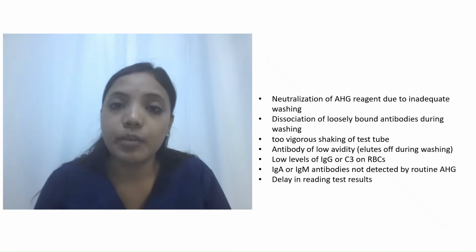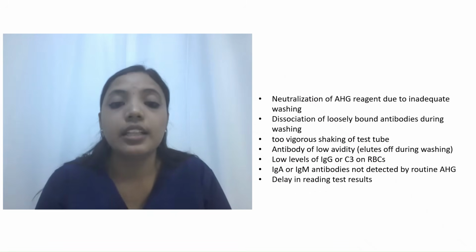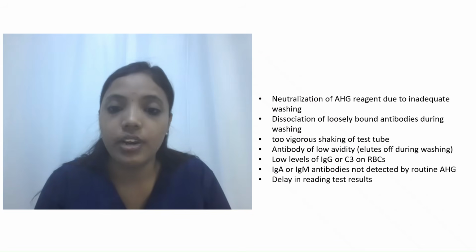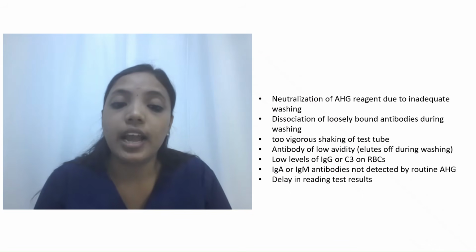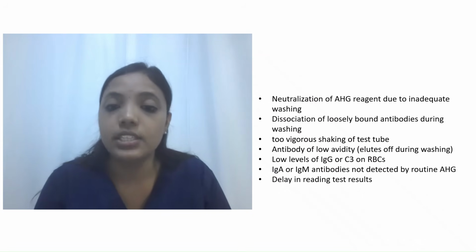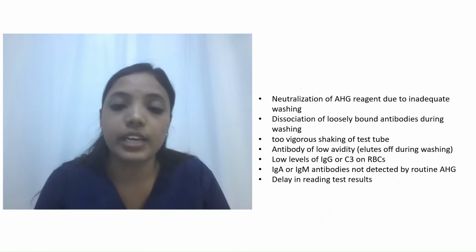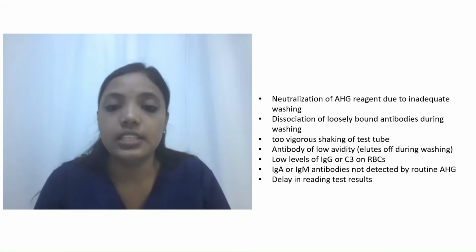If the patient antibody levels are very low, coated around the RBCs, then there will be false negative DAT results. If the patient has IgA or IgM antibodies, it cannot be detected by DAT because it is not routinely detected by routine AAG methods. And if there is any delay in the reading of the test results, false negative DAT results are common. So here we have shown the DAT method using a tube technique and the column agglutination technique. There are other methods as well.